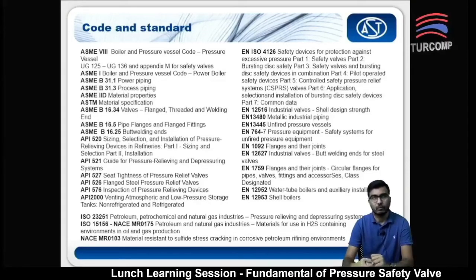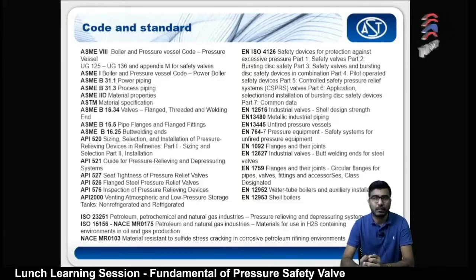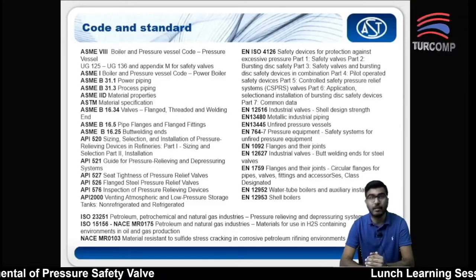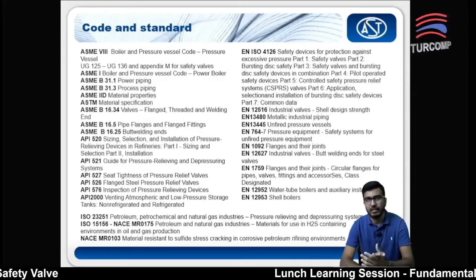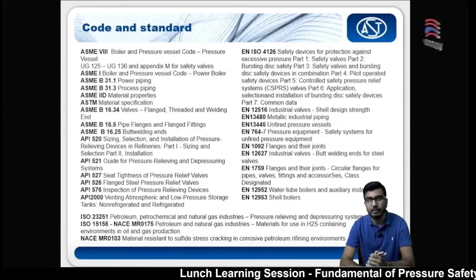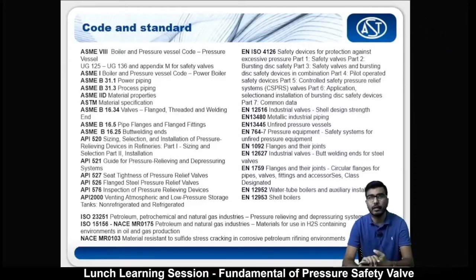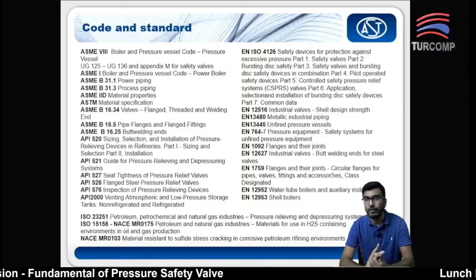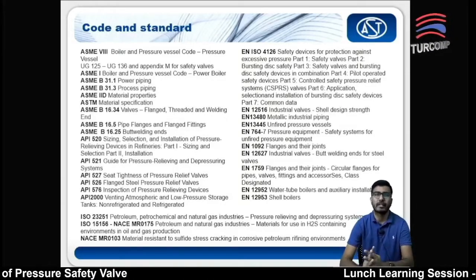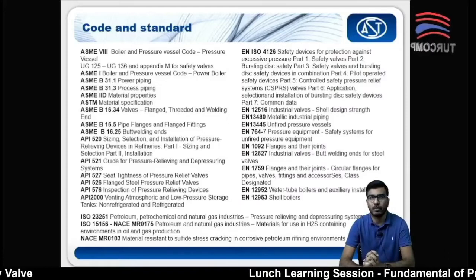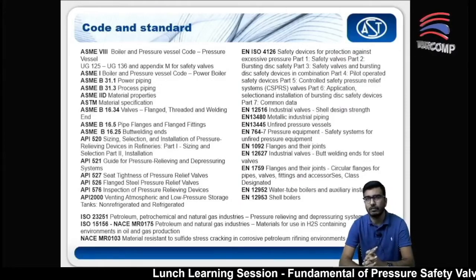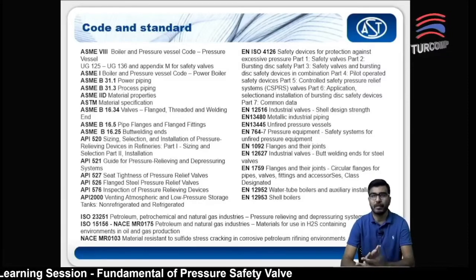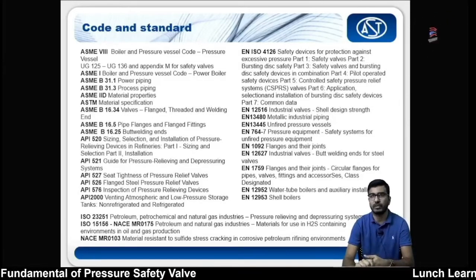So moving on, these are some standard codes that we use in designing a pressure relief valve. As you can see, ASME Section 8 over there is for the boiler and pressure vessel code. B16.34 is normally used for the standard flange or threaded welding ends of valves. So in PSV, PRV, we will use the same flange because it's very common.